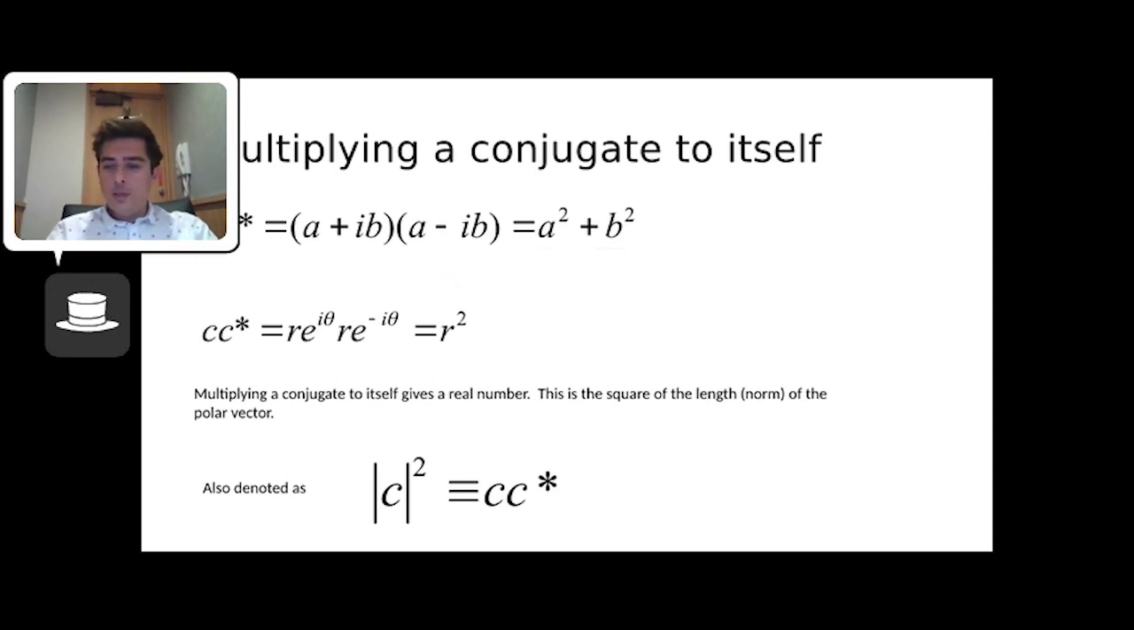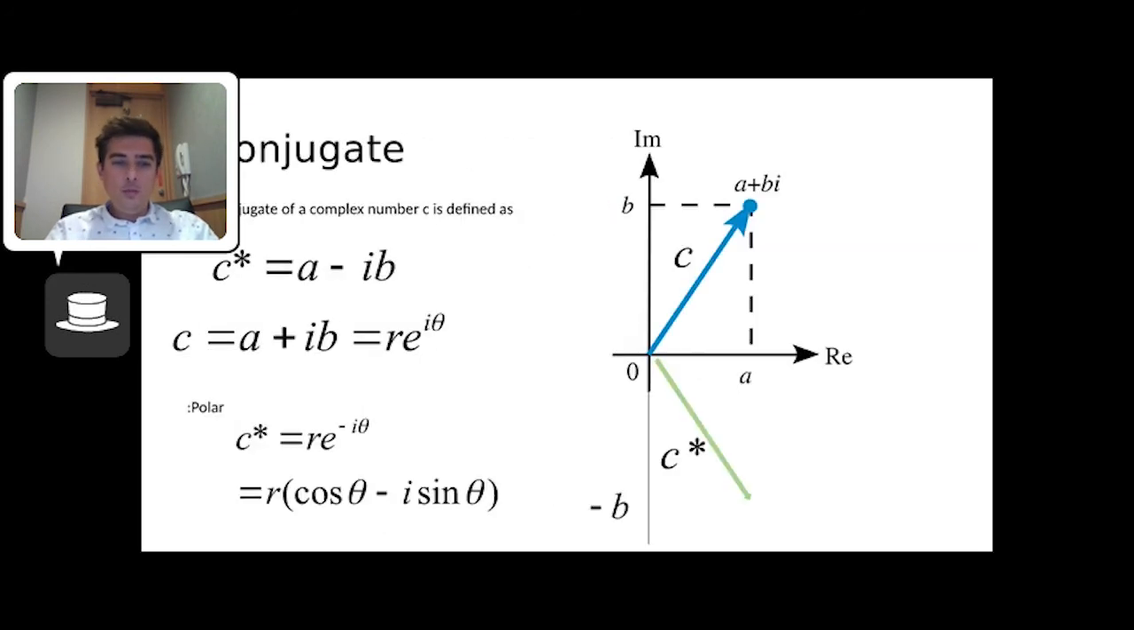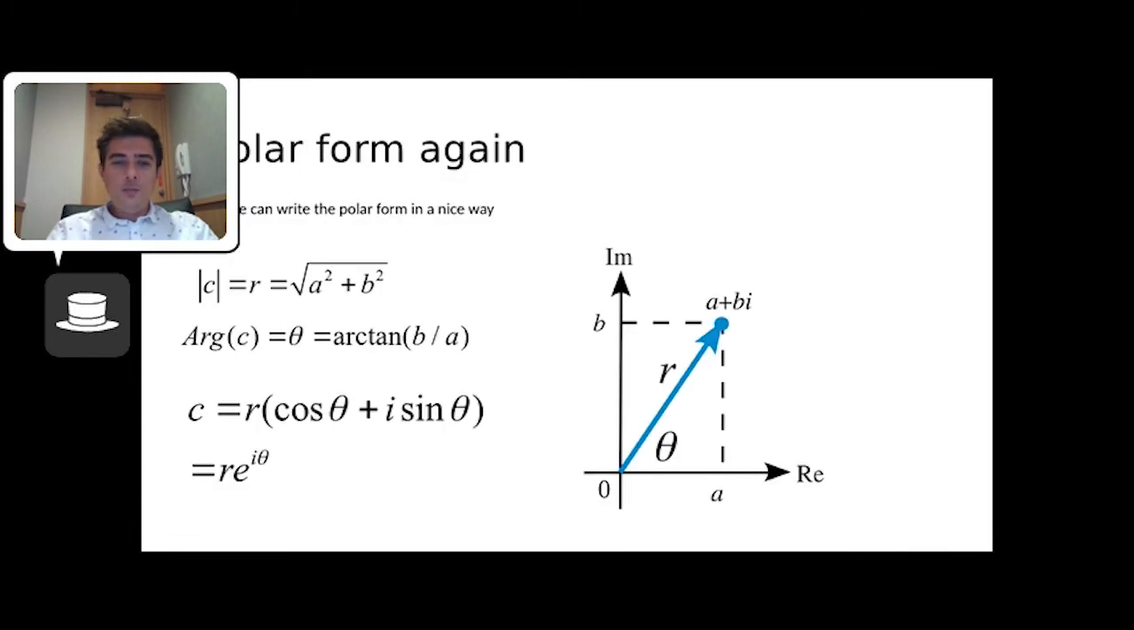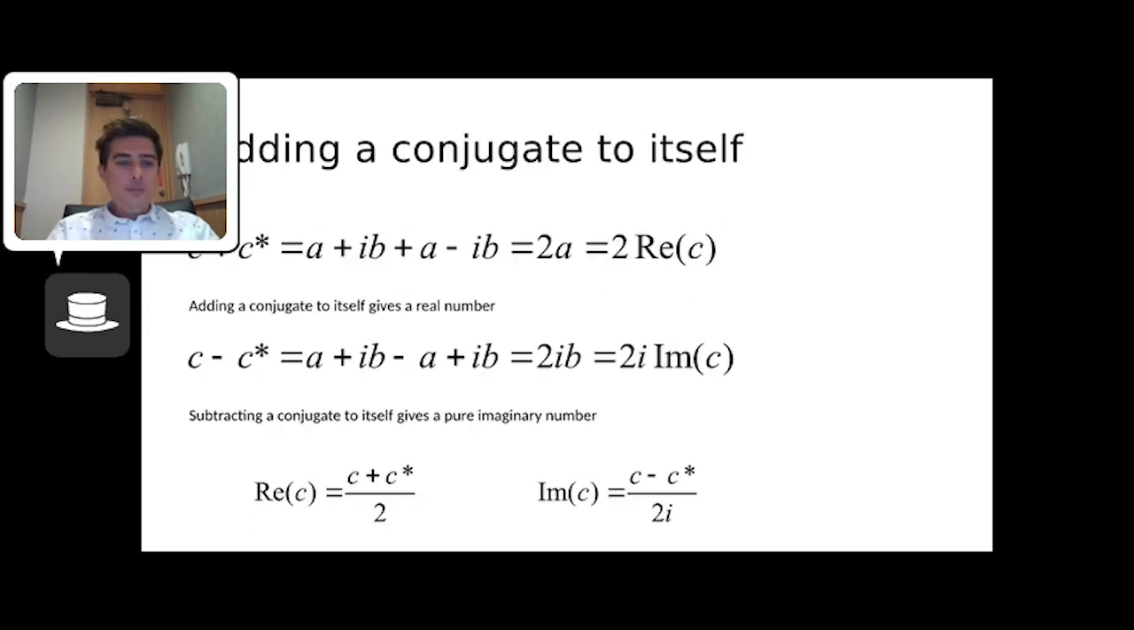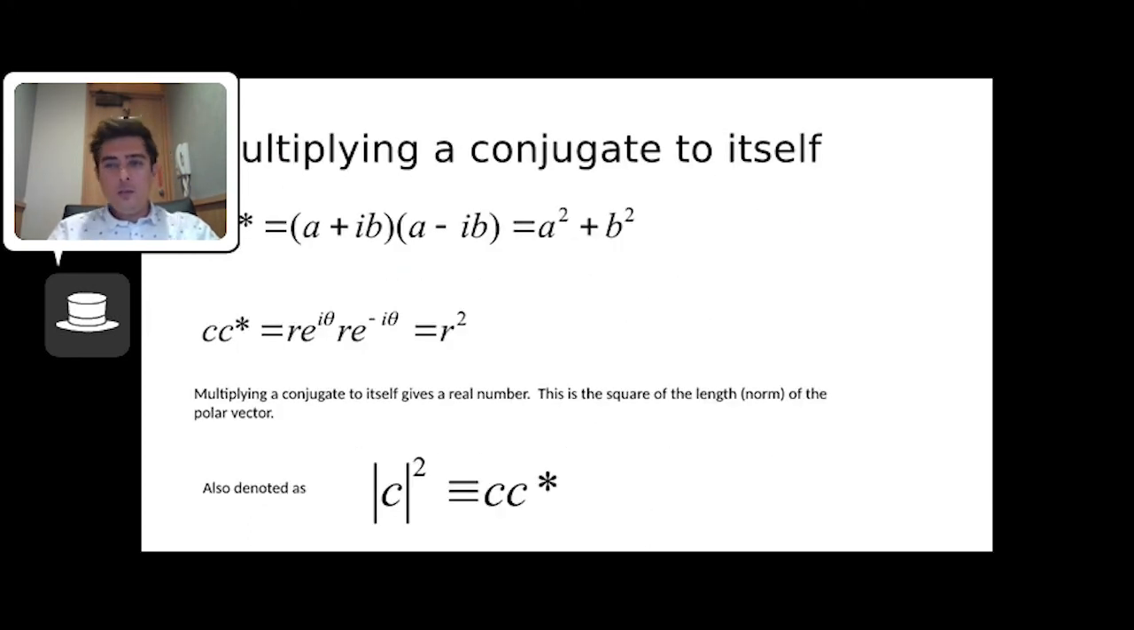If we can just go back to the slide, remember how r was defined. r squared is like the Pythagoras rule: r squared is a squared plus b squared. So this thing here is equal to the radius squared of the complex number. You can do the same calculation in the polar representation, which is kind of neat.